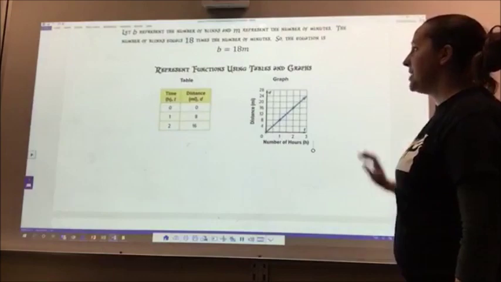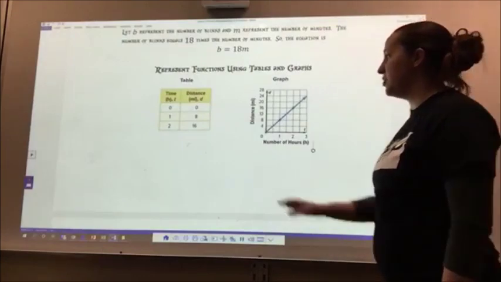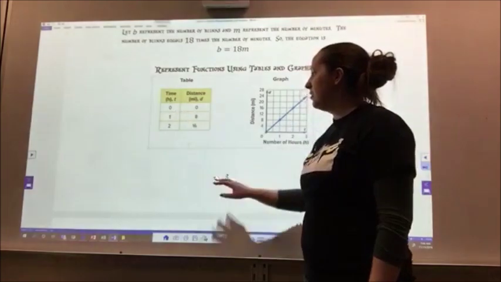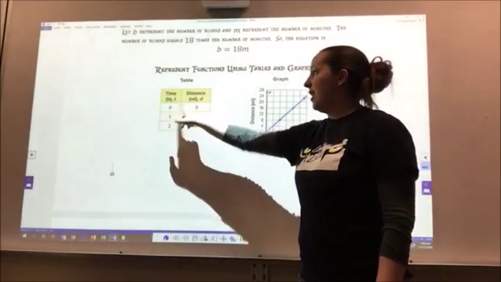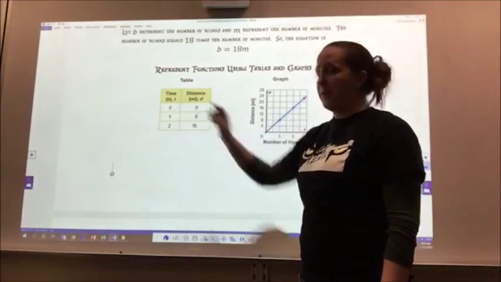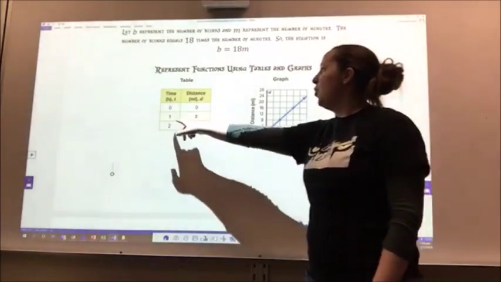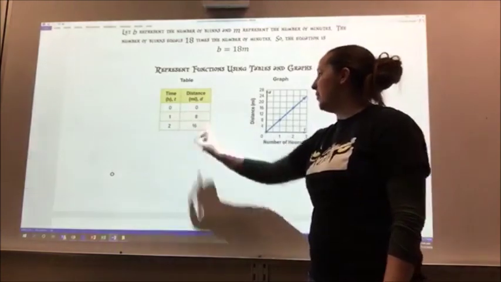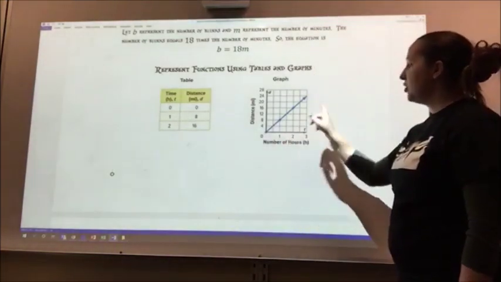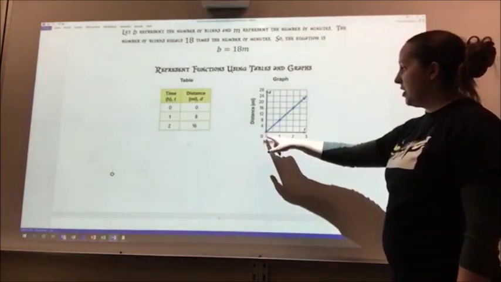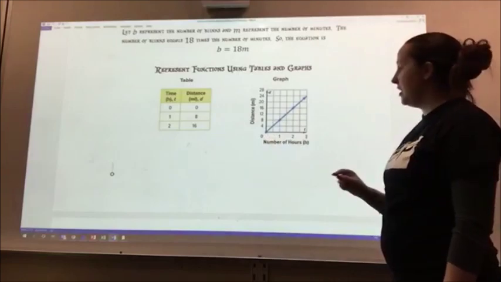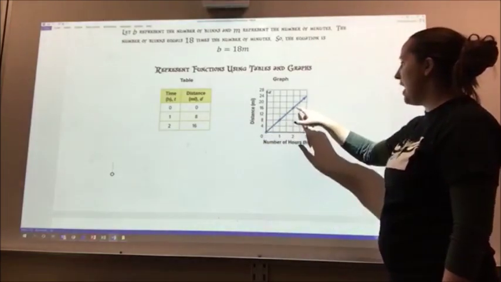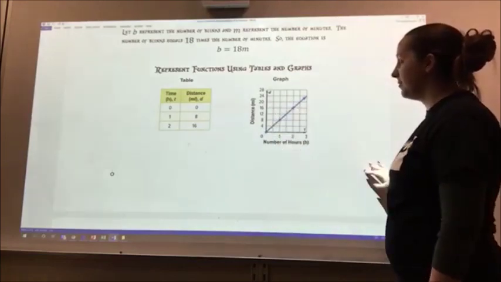You can also represent functions using graphs or tables, as you can see. So here, time and distance, 0. If I didn't go anywhere for any amount of time. After 1 hour, I went 8 miles. After 2 hours, I went 16 miles. And then you can see the graph here. 0, 0, that's where I started. 1 hour, 8 miles. 2 hours, 16 miles.